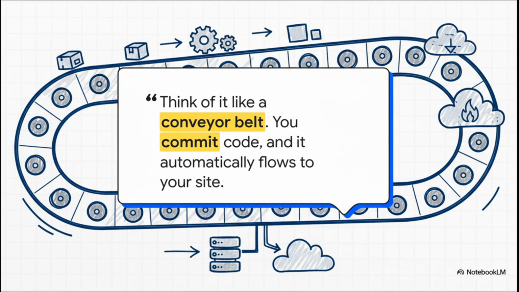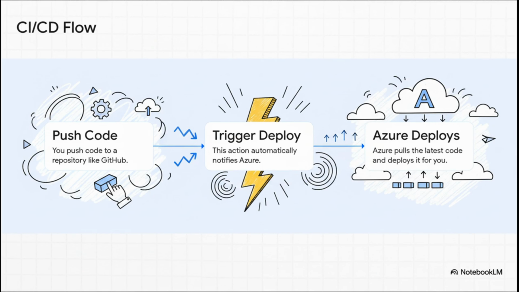This is where continuous deployment comes in. And yeah, that conveyor belt analogy, it is spot on. The goal is to set up this automated workflow so that the only thing a developer has to think about is writing and committing great code. The system just takes it from there. So here's what that flow looks like in practice.